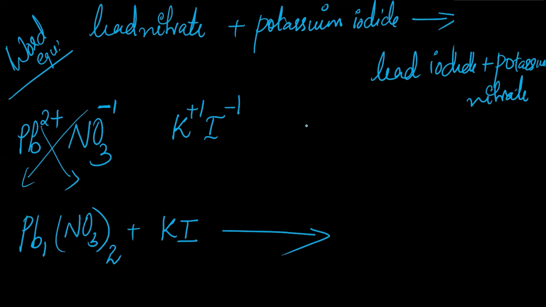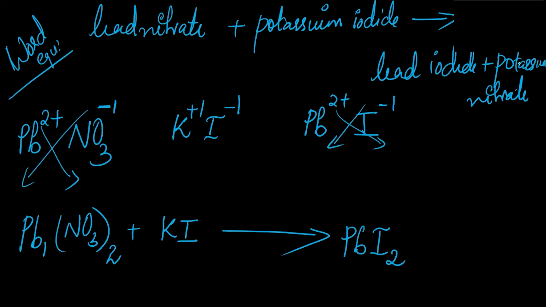What is lead iodide? Lead is Pb2 plus. And iodine is I minus 1. Crisscross. You'll be getting what? PbI2, lead iodide. Okay. And the next is potassium nitrate. Potassium nitrate means what? K plus 1. Nitrate is NO3 minus 1.